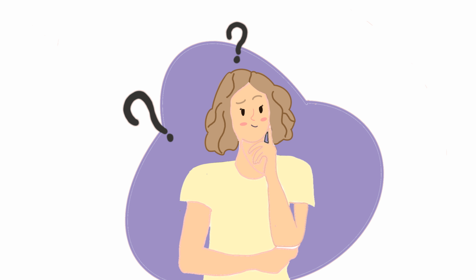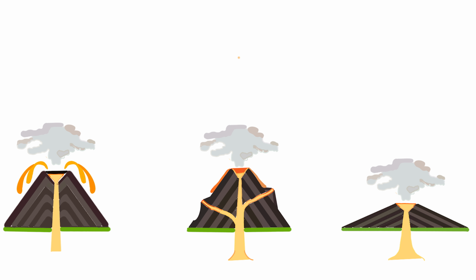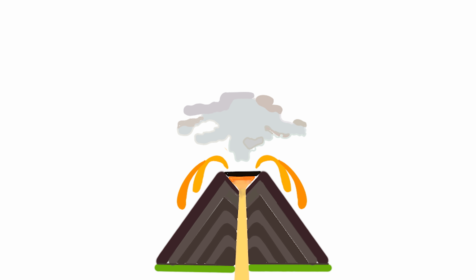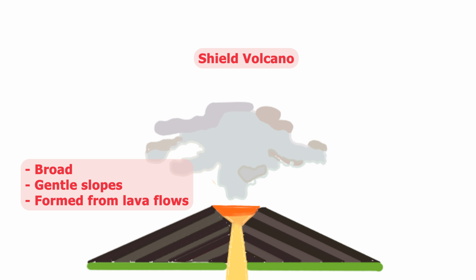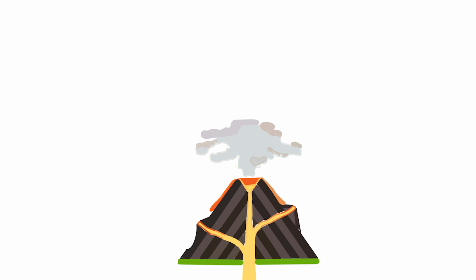Did you know there are different types of volcanoes, each with unique characteristics? There are three main types of volcanoes. Cinder cone, small and steep, formed from volcanic fragments called cinders or scoria. Shield volcano, broad with gentle slopes formed from lava flows. Stratovolcano, tall and conical with steep sides formed during violent eruptions.